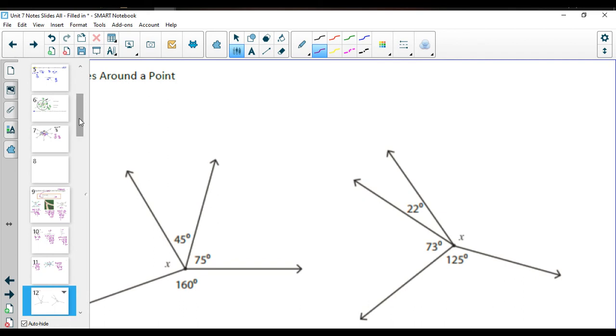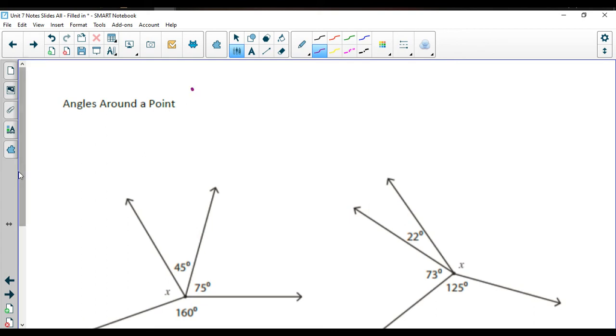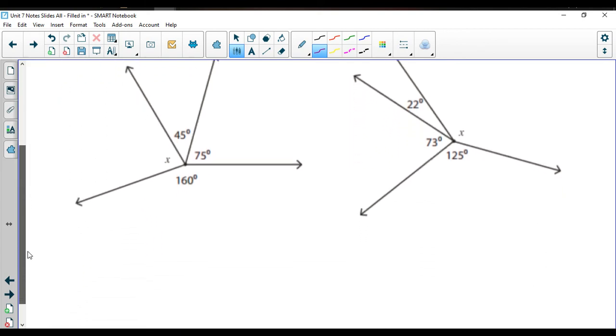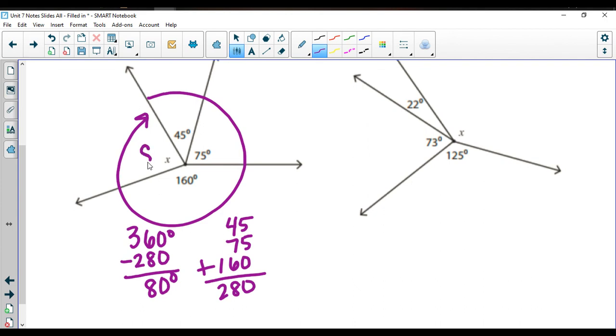One last piece that I want to talk about in today's lesson is the fact that we have these angles around the point. And we alluded to this in the previous lesson, but if you start at one spot and you go all the way around, you're going to end up doing 360 degrees. So what you can do here is you can add up the pieces that you have, 45 plus 75 plus 160. That's going to give you 280. And then you can take the 360, take away the 280, and you're going to be left with 80 degrees. So this missing spot is 80 degrees.